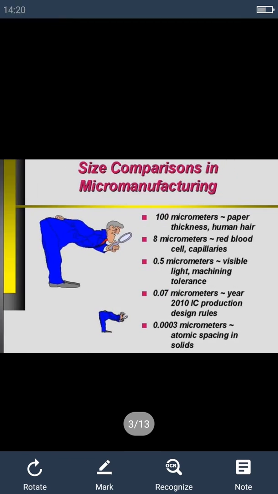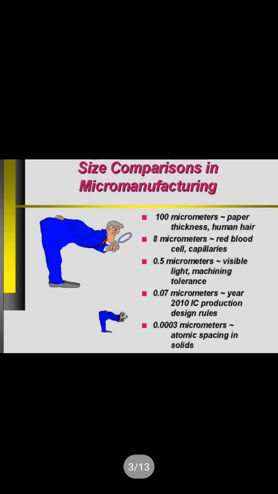Here we are trying to compare micro manufacturing. Just see what 100 micrometers is. It is the paper thickness or a human hair. We are taking this slide just to explain how we are going to conduct micromachining.